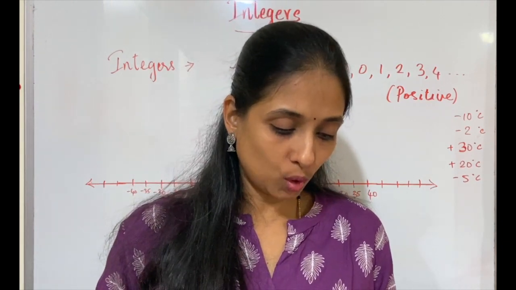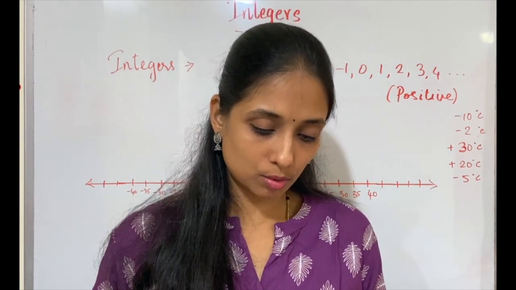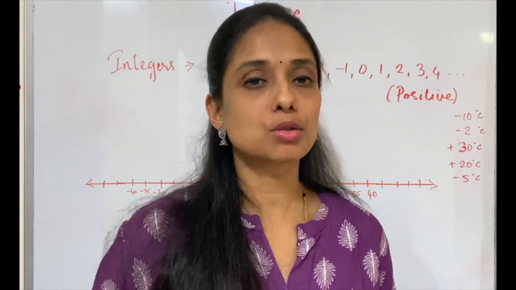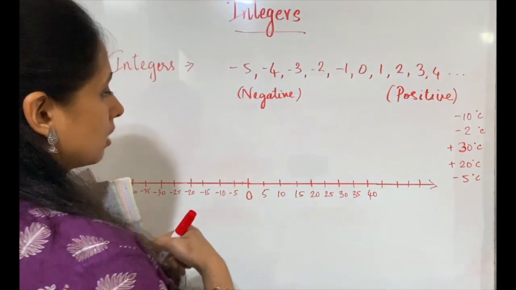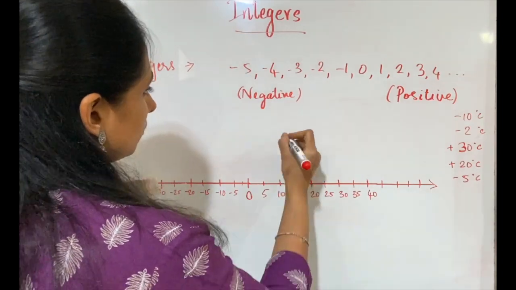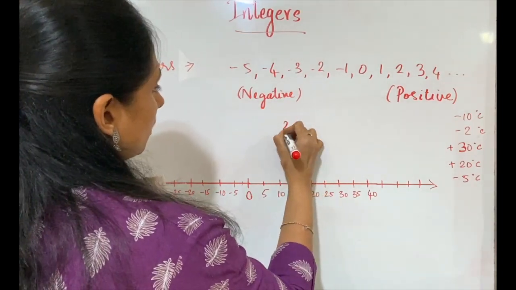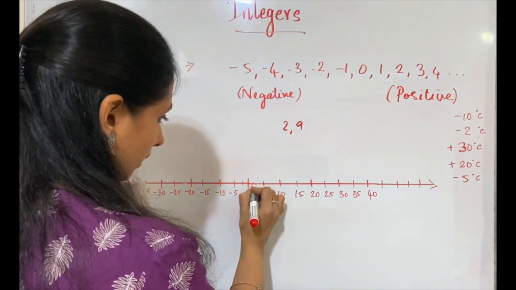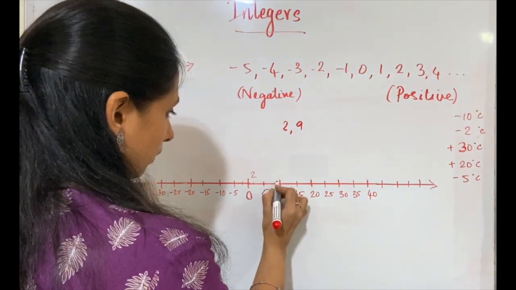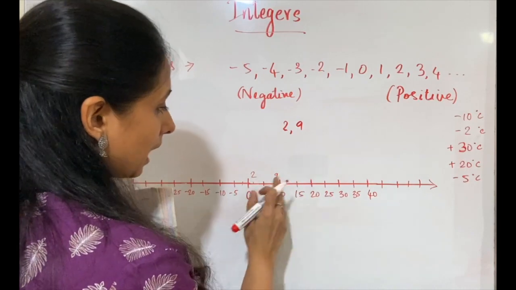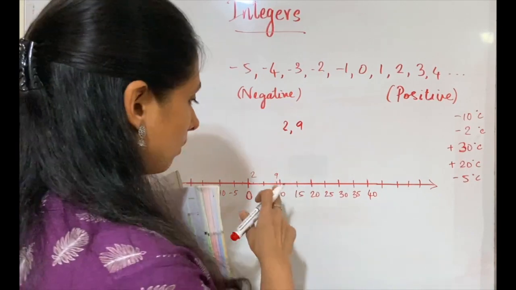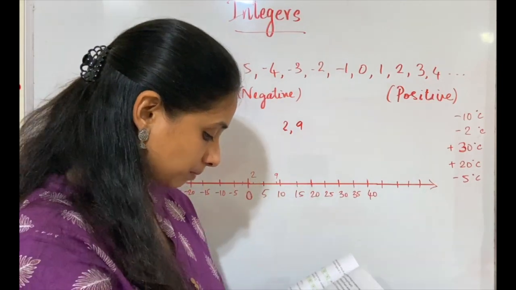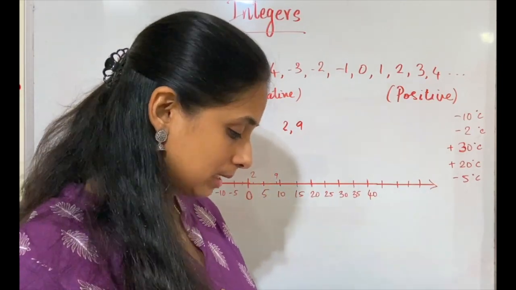In each of the following pairs, which number is to the right of the other number on the number line? First one is 2 and 9. Okay, so which numbers, both are positive, right? So 2 will be somewhere here. Okay, 9 will be here. So which is on the right side? 9. 9 is on the right side of 2. Okay, so first one answer is 9.